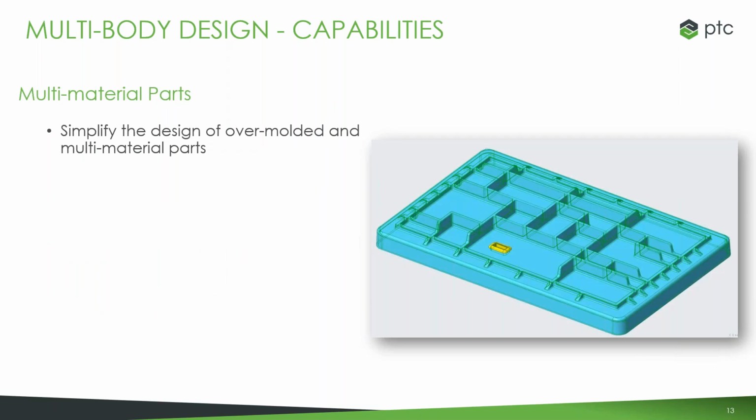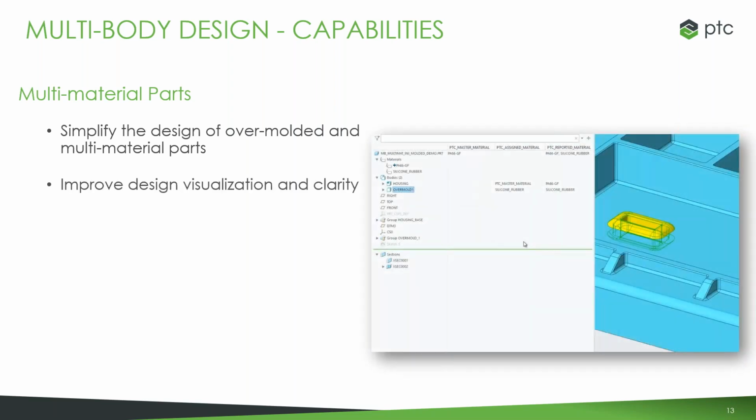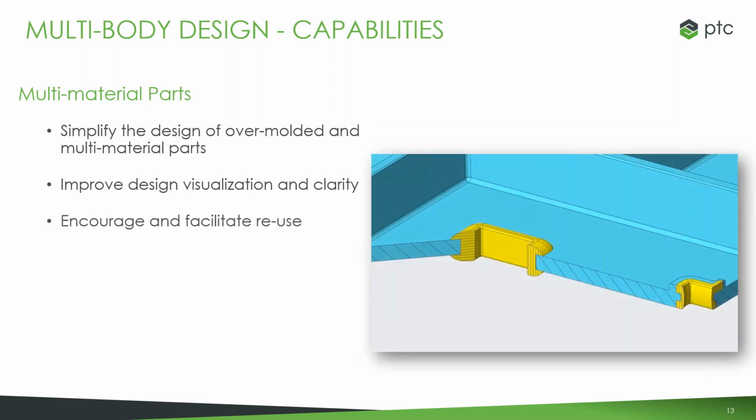Okay, so multi-material parts. This is a great option for multi-body, and really this is one of those areas where it's difficult to do it without multi-body, because you have to have things at the assembly level then if you're going to have those multi-material parts. So for example, overmolded, something like that. You can improve the design visualization and clarity. You could now change the appearance to say this is the part that has the different material, and then define the material there. It also encourages and facilitates reuse.